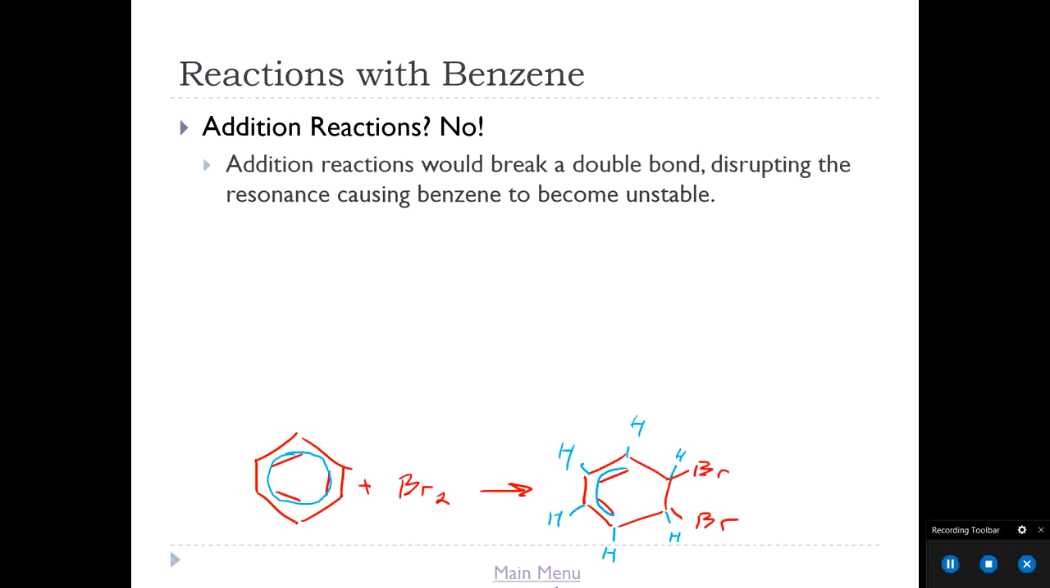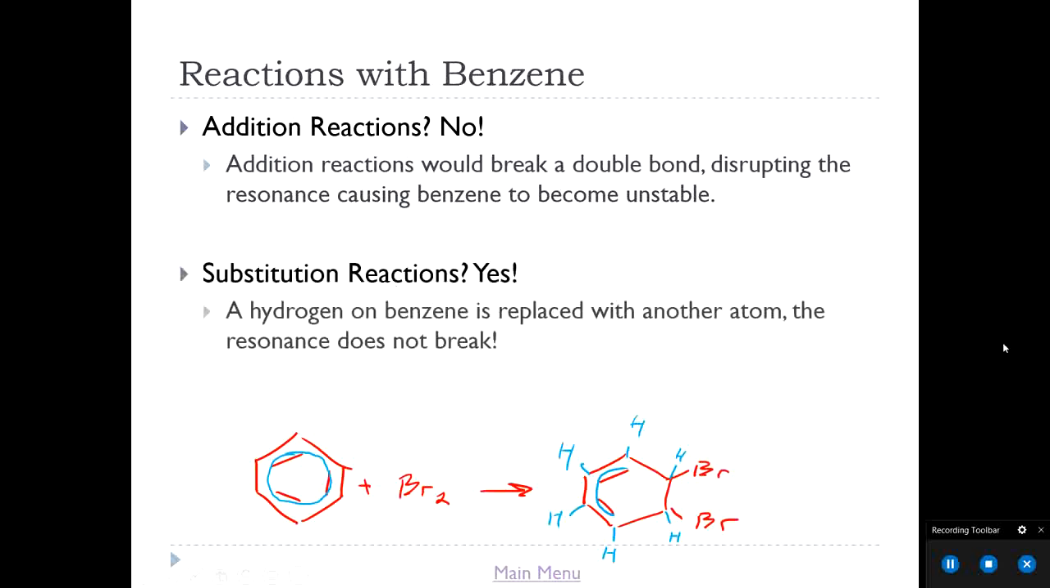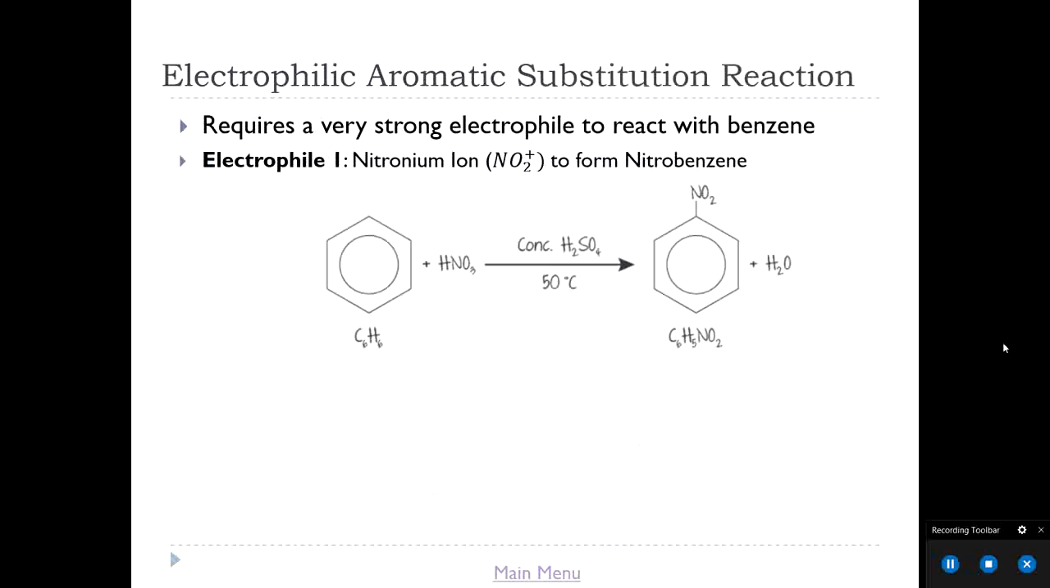And we don't want that, right? So resonance is quite important. Keeping the resonance keeps benzene stable, so it won't undergo addition reactions. But it will undergo substitution reactions. So we can replace a hydrogen on benzene with another different atom, and it does not break the resonance because we're switching one thing for another. We call these reactions electrophilic aromatic substitution reactions.